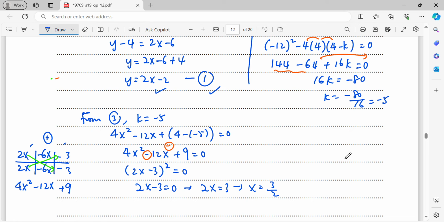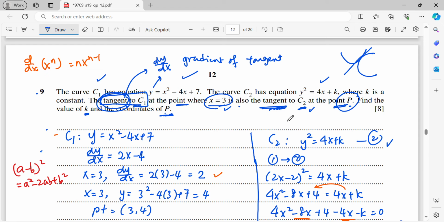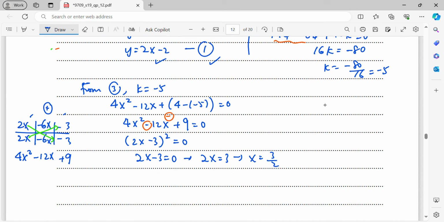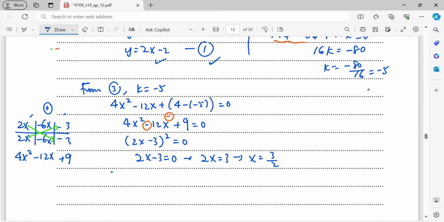So this is the x coordinate of the point P. Now, this point P is on the C2 and also on the tangent line. So I can just substitute this x into the first equation or the second equation. So it's up to you. So I will just substitute into the first equation. So y equals to 2 times 3 over 2 minus 2. So then from here, the 2s will be cancelled off. At last, you are getting 1. That means now my point P has coordinates 3 over 2 and 1. Okay, so done for this question.